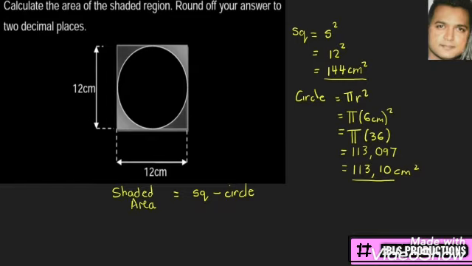Okay, substituting here from the amounts we worked out, it will be 144 minus 113 comma 10, right, and our answer will be, punching it into a calculator, 30,9. Now remember, they asked us to put it in two decimal places, so it will be 30,90 centimeter squared.